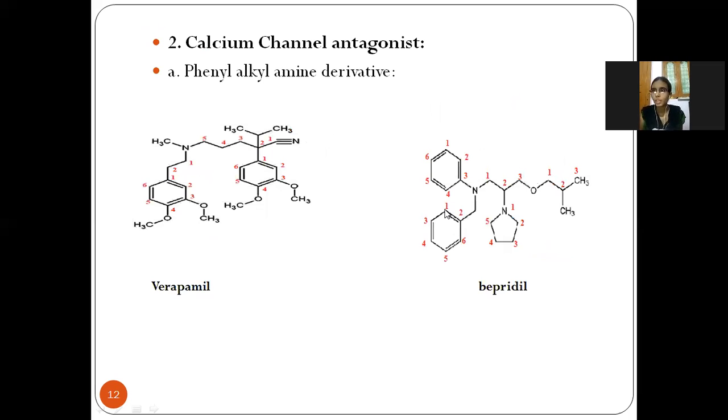Next, calcium channel antagonist means it will block the release of the calcium channels. First one is phenyl alkyl amine derivatives. First drug is verapamil. If we see here, pentanitrile is there. See here, 1, 2, 3, 4, 5. 5 carbon atoms means pentane structure. So for these 5 carbon atoms, in the second position, if you see here upside, there are 3 carbon atoms. See 1, 2 and 3 means propane. So in the second position, propane is attached.